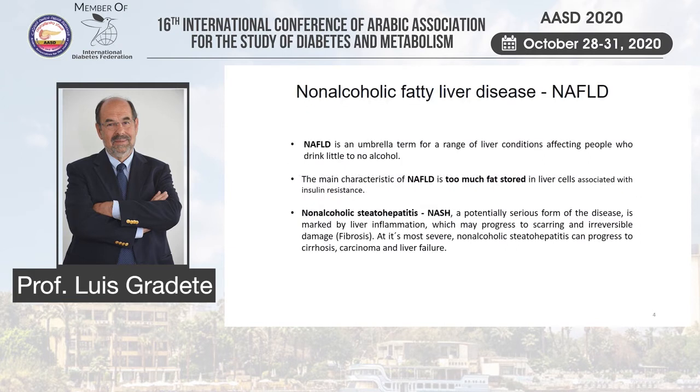NAFLD is an umbrella for a range of liver conditions affecting people who drink little to no alcohol. The main characteristic of NAFLD is too much fat stored in liver cells, associated with insulin resistance. Non-alcoholic steatohepatitis, NASH, a potentially serious form of disease, is marked by liver inflammation, which may progress to scarring and irreversible damage, fibrosis. At its most severe, it can progress to cirrhosis, carcinoma, and liver failure.